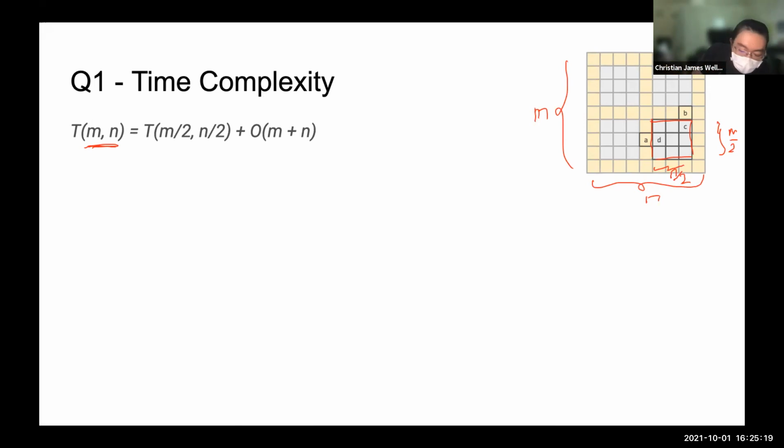Then the O(M plus N) came from the fact that we need to go through the yellow region. We need to find the maximum in the yellow region. So this part is M time, this part is M time, this part is M time. This part is N time, this is N time, this is N time. So it's kind of like 3M plus 3N to find the max. That's where the O(M plus N) comes from. Okay, so this is the recurrence relation for this algorithm.